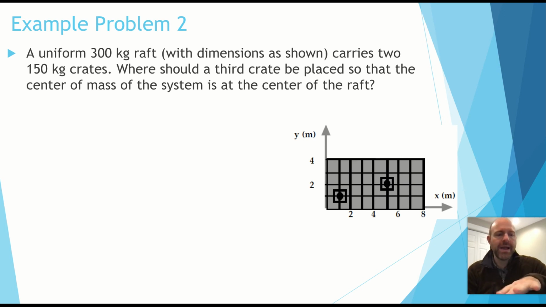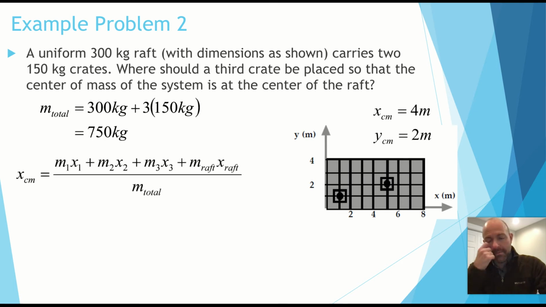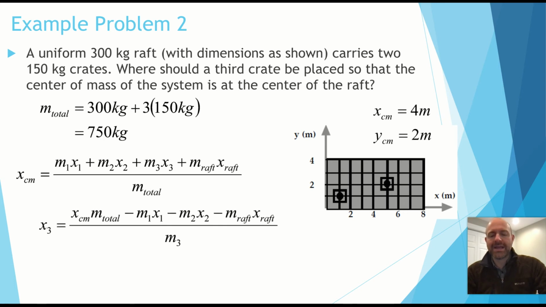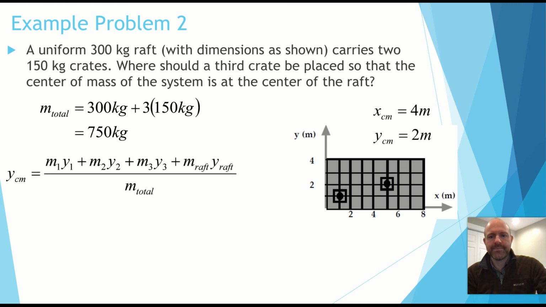If we want to perfectly balance this thing, we want the center of mass to be at the center of the raft, where should we put the third crate? Well, the center of mass of the system needs to be at 4 in the x direction and 2 in the y. That's the center of the raft. Total mass, 750 kilograms, because we're going to have 3 crates and 1 raft. We can set up our equation. The difference is just that the unknown here is the position x3. So you have to do a little algebra, plug in all your values. You can find out if you place it at 6 meters, it will balance everything out in the x direction. In the y direction, we can do the same thing, right? Same basic idea.